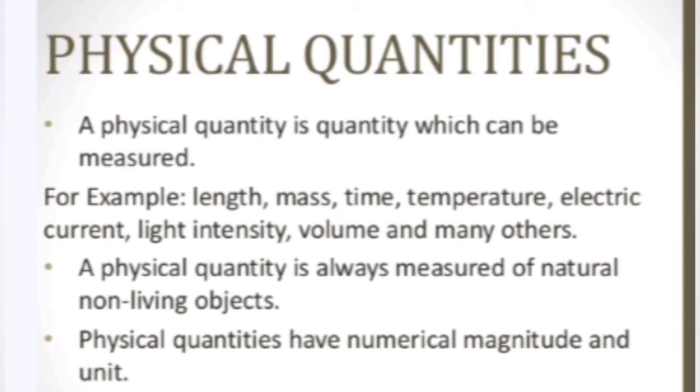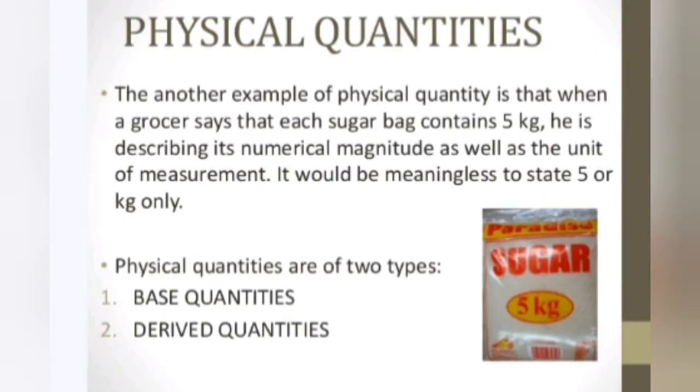the unit of measurement. Another example of a physical quantity is that when a grocer says that each sugar bag contains 5 kilograms, he is describing its numerical magnitude as well as the unit of measurement. It would be meaningless to state 5 only, without the kilogram. Physical quantities are of two types. 1. Base quantities. 2. Derived quantities.